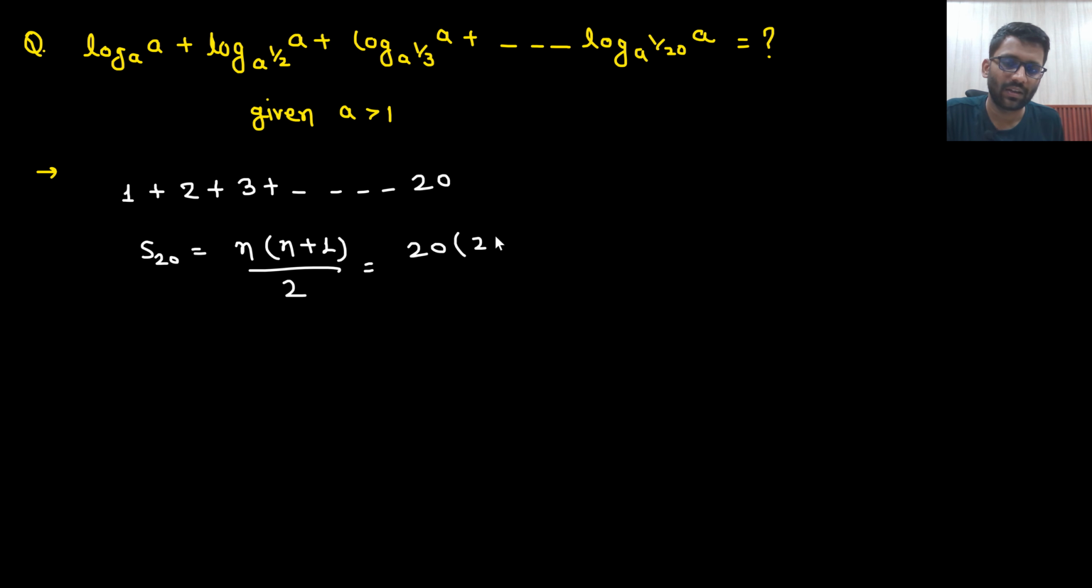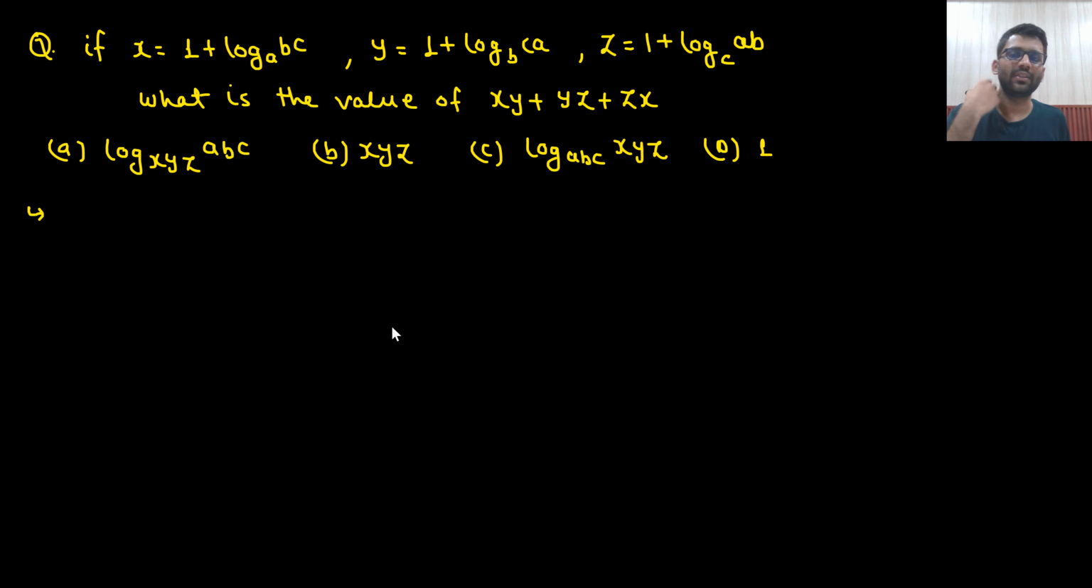So n is 20 into 21 by 2, so that would be 210. Right? Let's see this question. x is equal to 1 plus log_a(bc), y is equal to 1 plus log_b(ca), and z is equal to 1 plus log_c(ab). Have you seen this term anywhere?